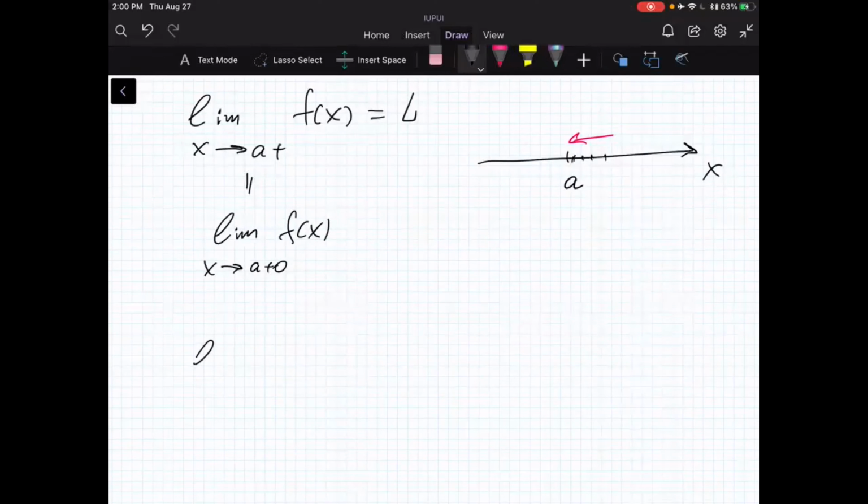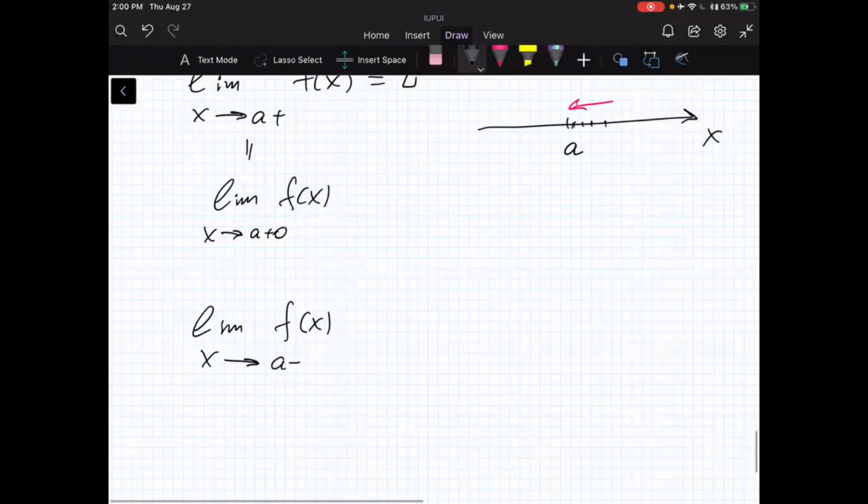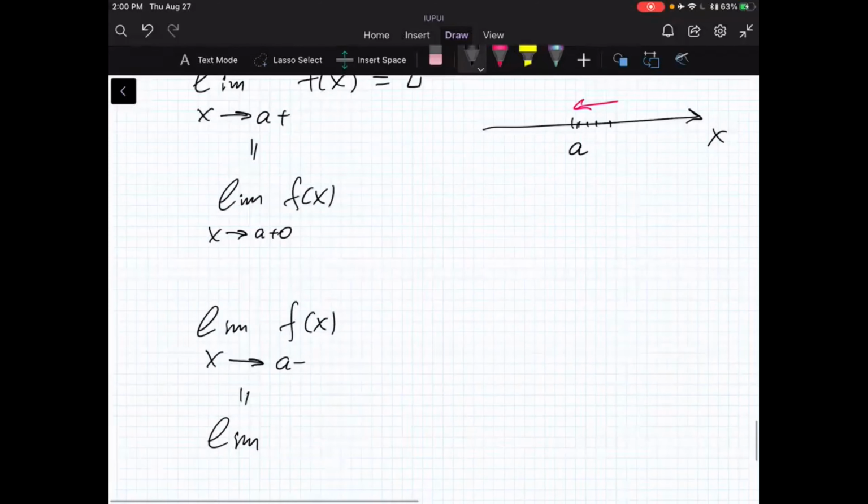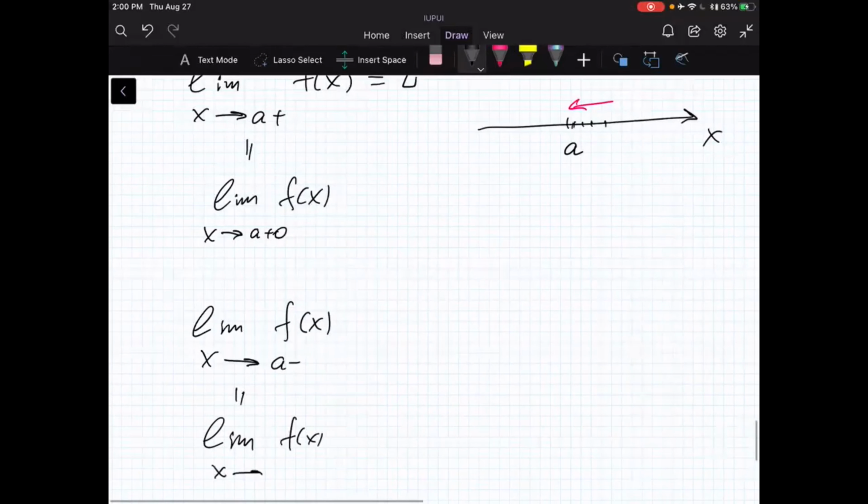And the same story happens when you consider the limit of f of x when x goes to a minus. Sometimes you can see that it's limit of f of x when x goes to a minus 0. So minus 0 is of course nothing, but it's just the notation that shows that you should approach the point a from the left. So it's something slightly smaller than a, somewhere here.